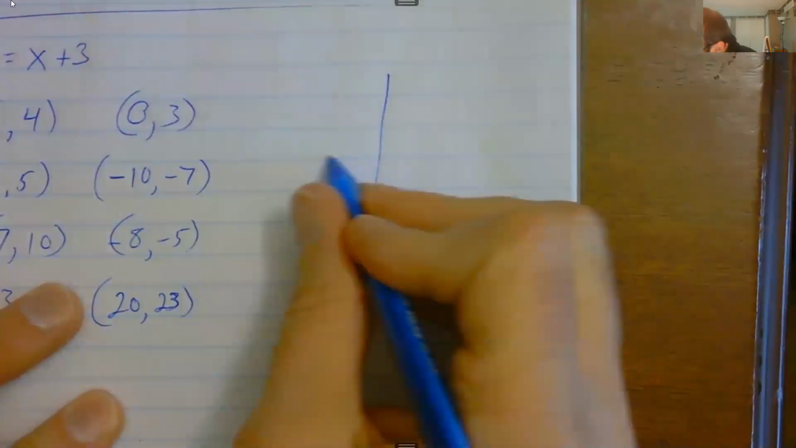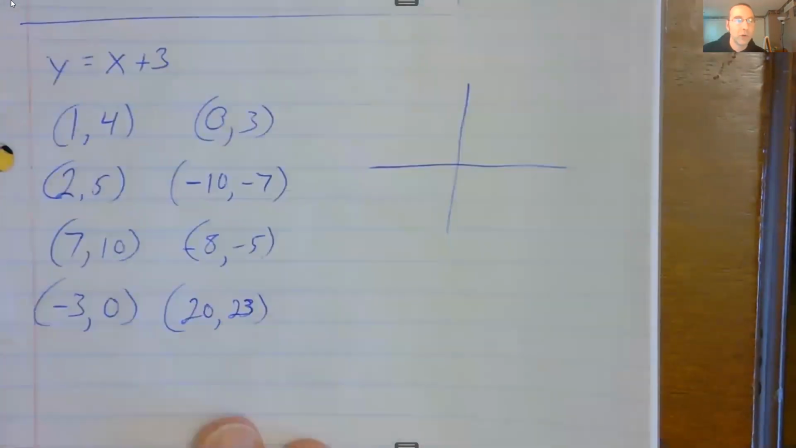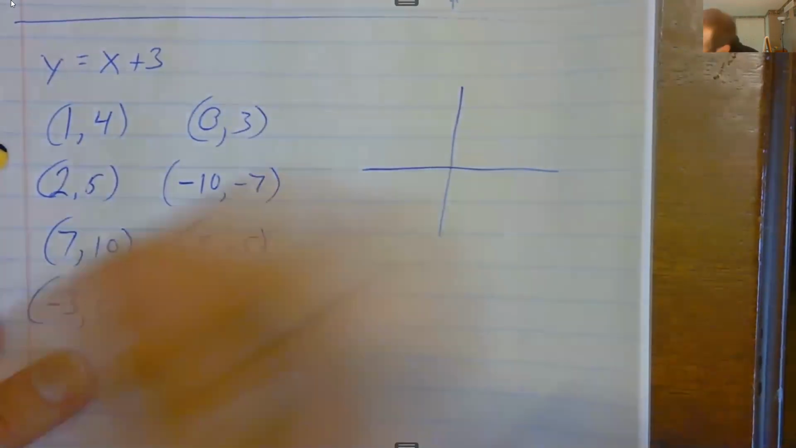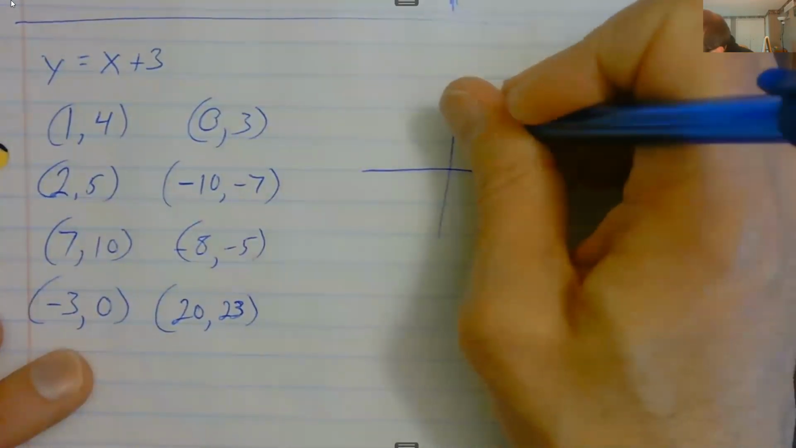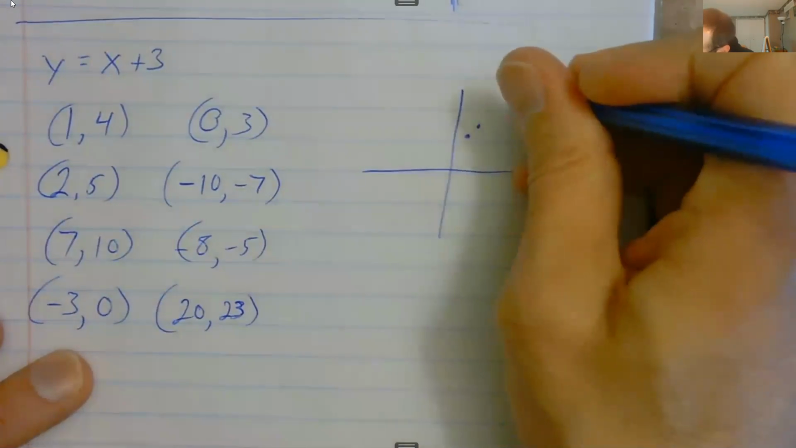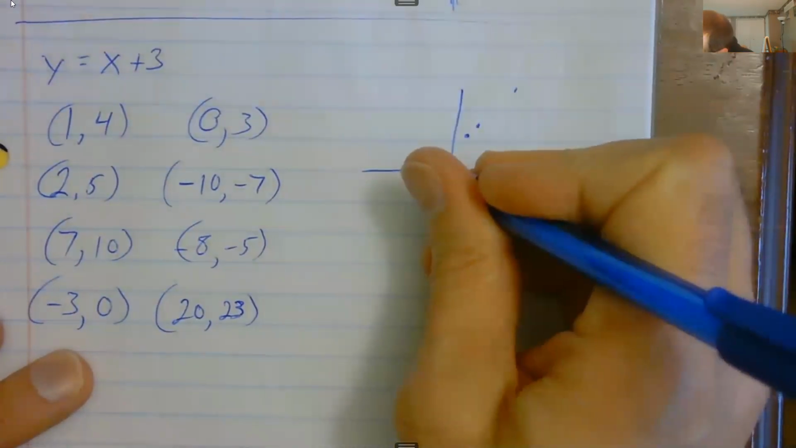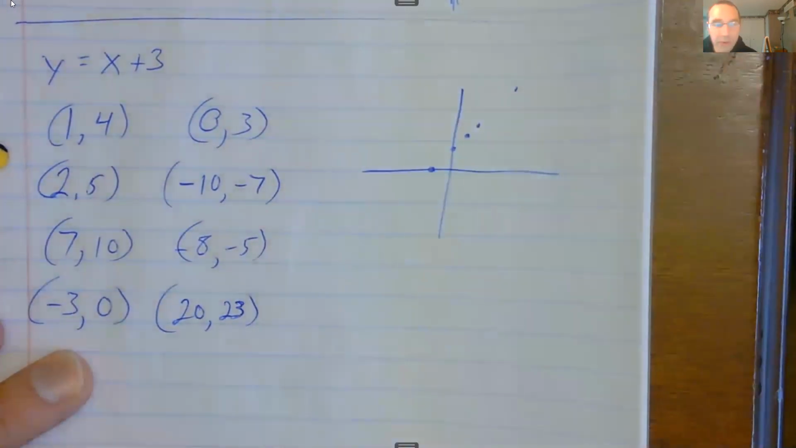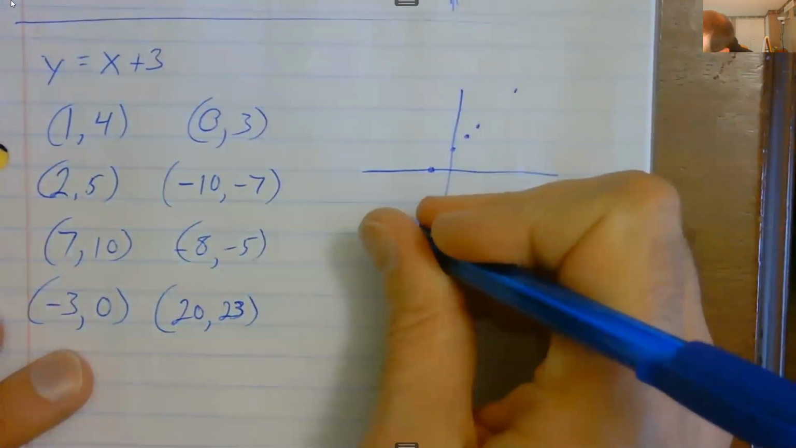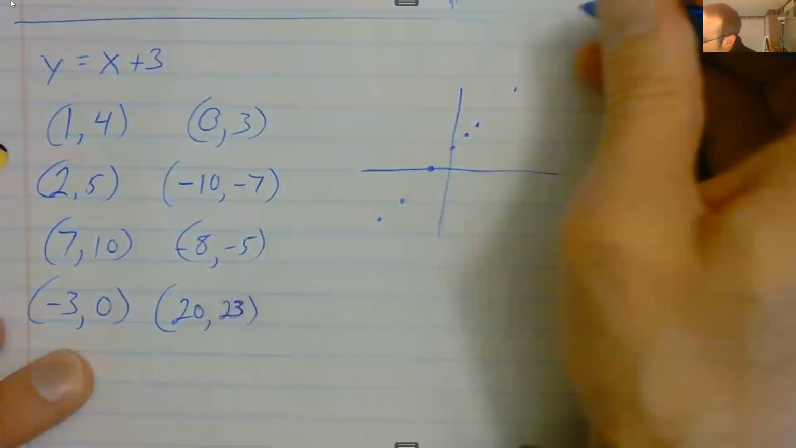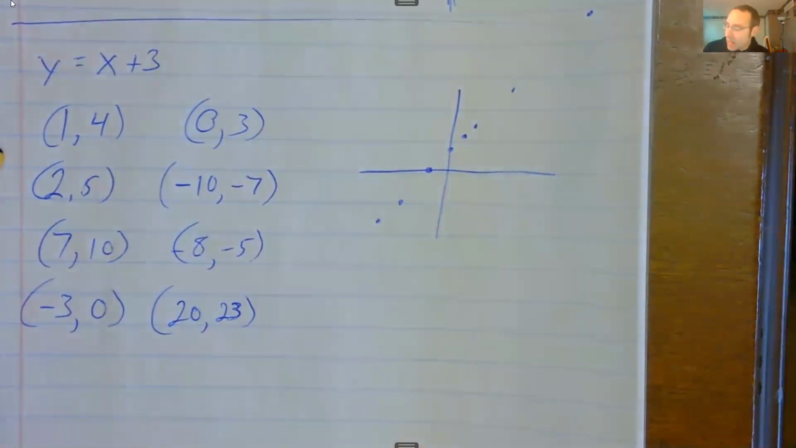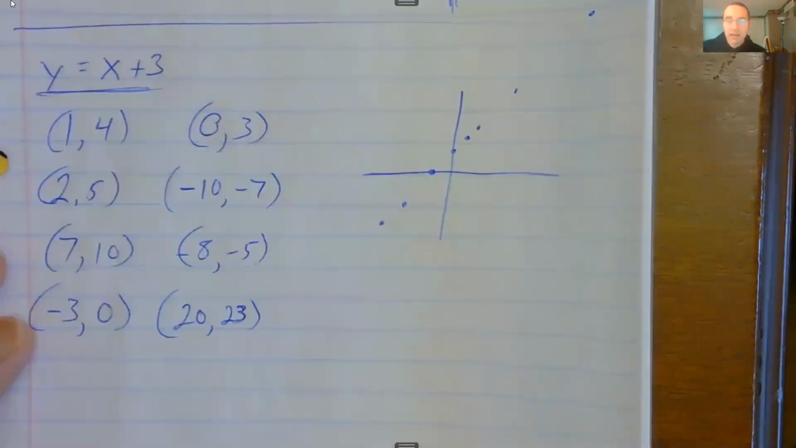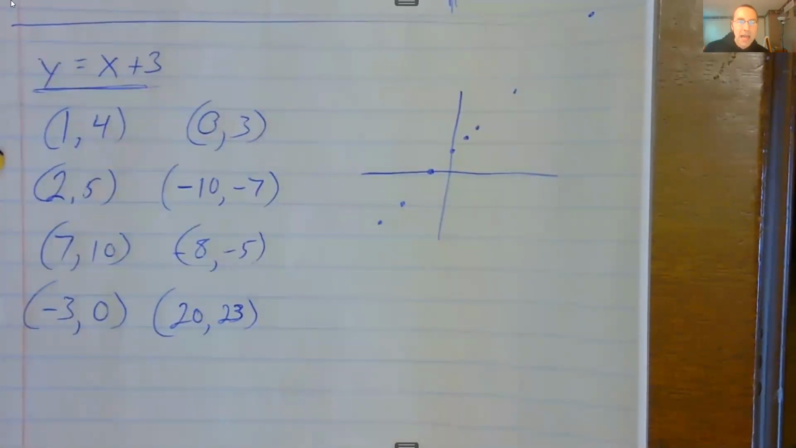But if I were to graph this, and again, my graph is not accurate in any way, shape, or form here, but if I started plotting these points, I said, well, here this kind of looks like it's the point 1, 4, and this looks like it's the point 2, 5, and here's that point 7, 10, and here's -3, 0, and here's 0, 3, and -10, -7 is way down here, and -8, -5 is right there, and 20, 23 is way up here. And after I plotted all the points that made this thing a true statement, I looked at that and said, oh, it looks like every one of those points seems to be lying on this line.